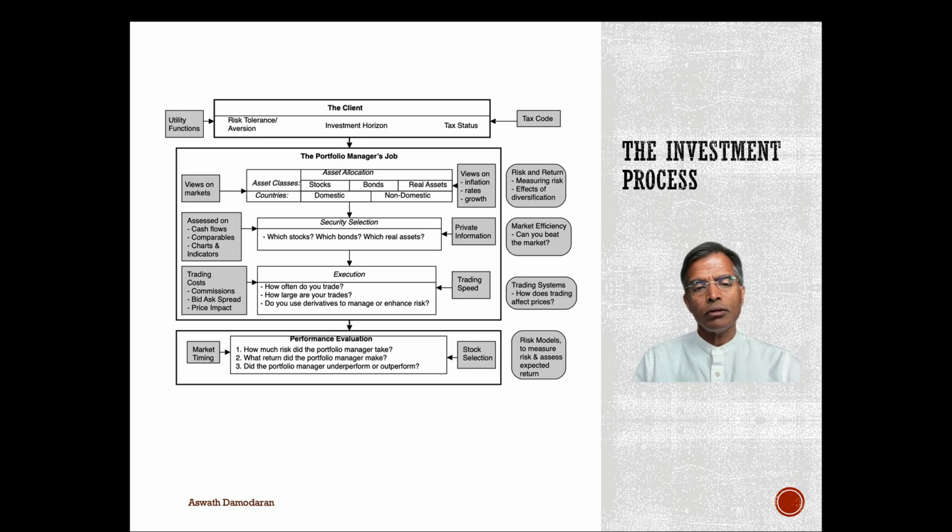And then you execute. What is execution? You go out and buy the stocks you wanted to buy, the bonds. And in this process, you've got to factor in how often you trade, how large are your trades, because that's going to affect your transaction costs and the speed with which you trade. So you start with asset allocation, you make the choices of individual assets, and then you execute. You're done, right? Not quite.